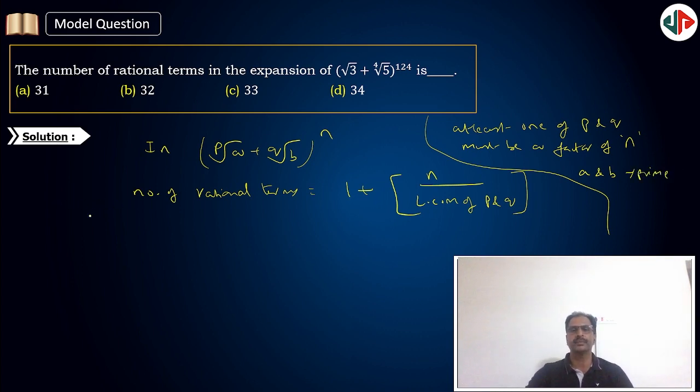Now here, what are a and b? 3 and 5, which are prime numbers. What are p and q? 2 and 4. At least one of 2 and 4 should be a factor of 1 to 4, but both are factors. So you can apply this formula.